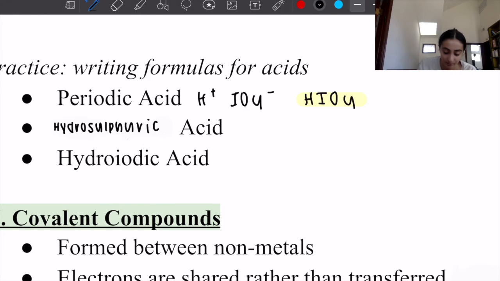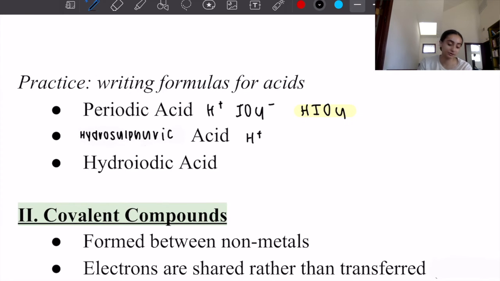Okay, so our next example, we have hydrosulfuric acid. So we have hydrogen, obviously, and there's going to be no oxygen because we have the prefix hydro. So we know we're talking about just sulfur, and sulfur has a -2 charge. So the acid would be written as H2S.